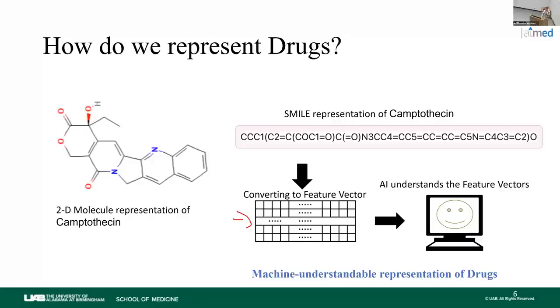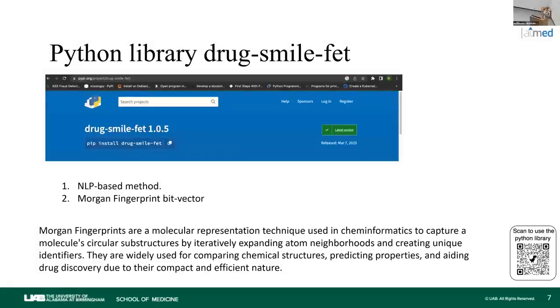So the library that we have developed is DrugSmile FET. It has two modules right now. One is an NLP-based methodology, which I'll show an animation of in a short while, and Morgan fingerprints. Morgan fingerprints is the molecular representation technique that is available through the RDKit library. People can use the RDKit library or ChEMBL, or they can come to our DrugSmile FET.